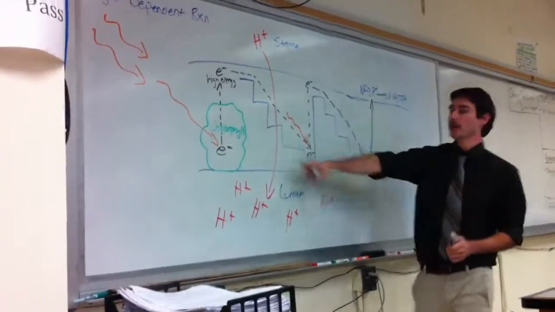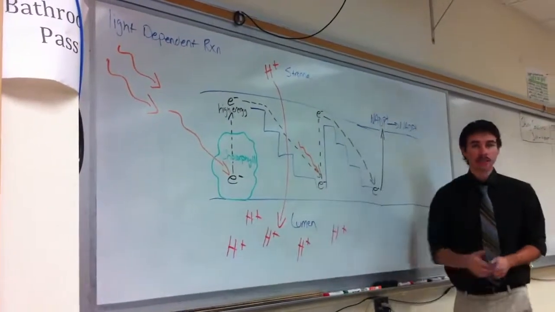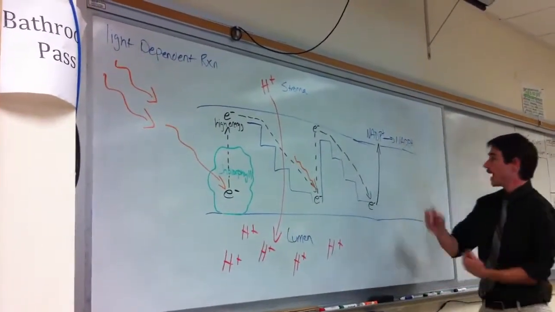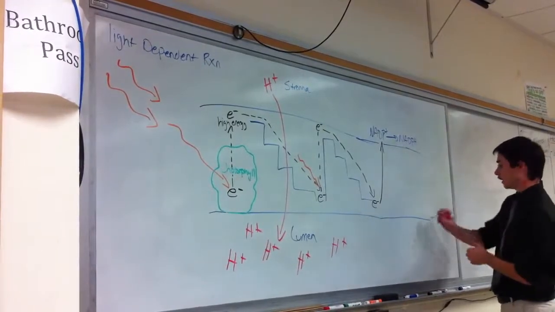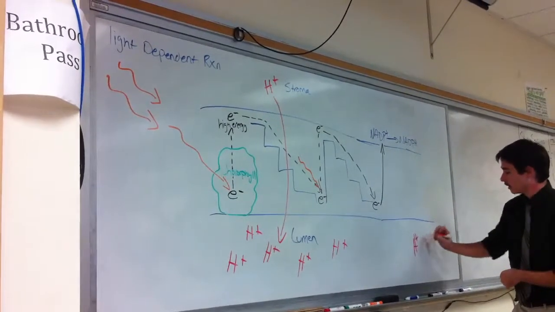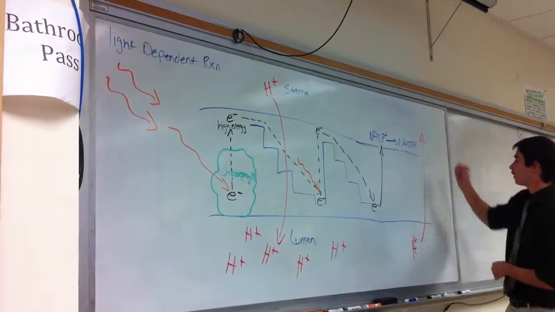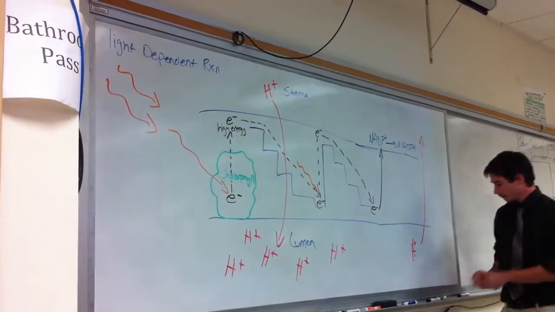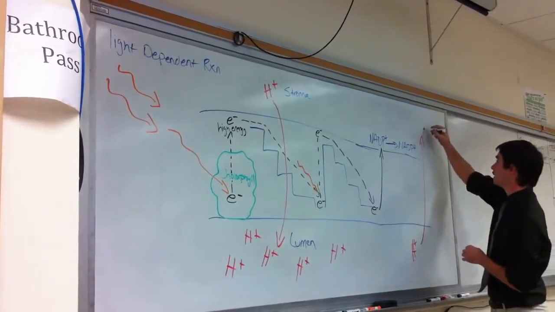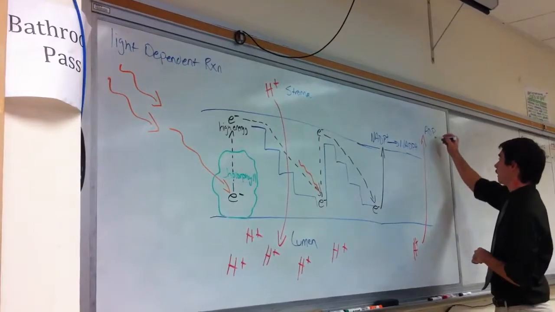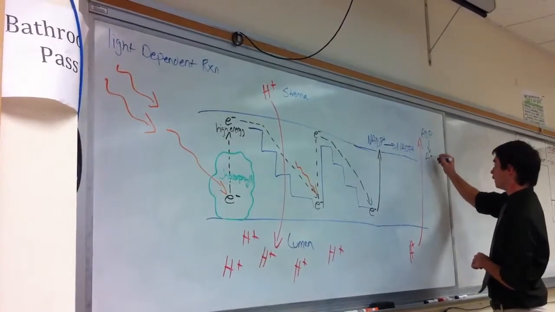However, this entire time, because we've been pumping hydrogen ions across, we've been letting them flow back across. I'm going to draw that down here. So these hydrogen ions, these protons, can flow back across, and all the while, that energy is being used to take ADP and turn it into ATP.